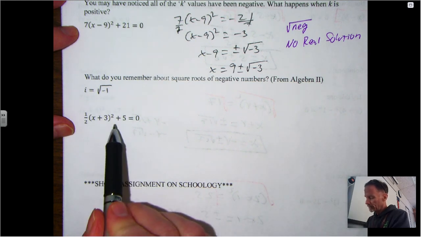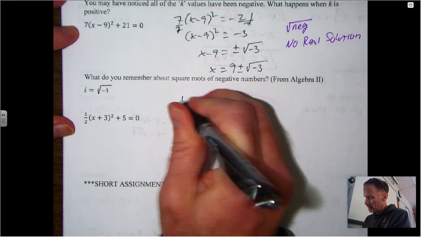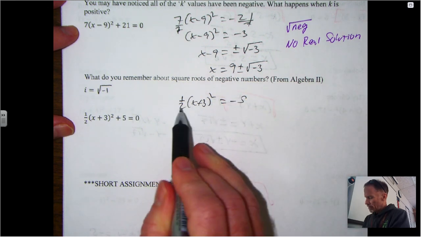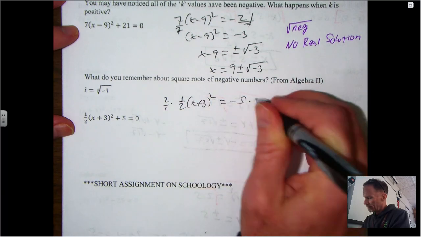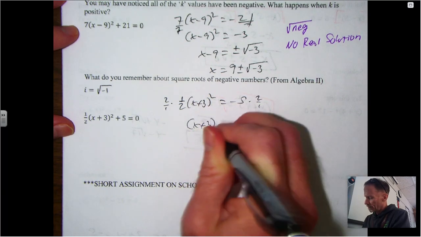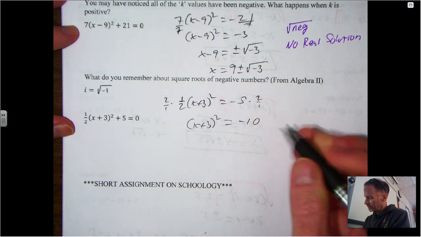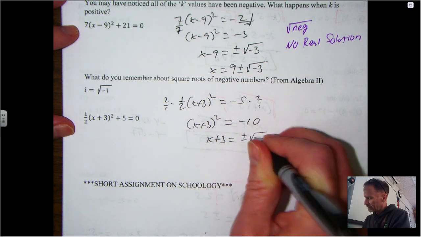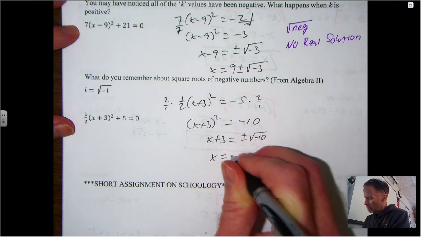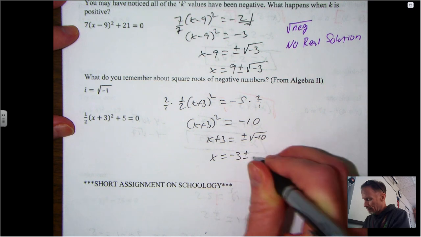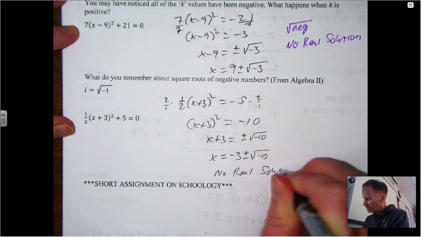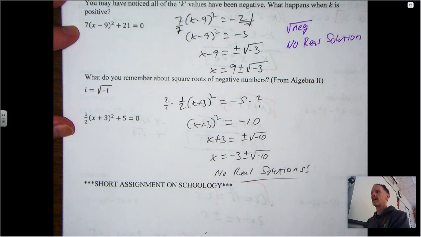So remember, isolate. Subtract 5 from both sides. How do you get rid of a fraction? Multiply by the reciprocal. So 2 over 1. That's equal to -10. Square root both sides. And then subtract 3. And again, for our purposes today, write the solution like that, do the work, show all those steps, but then you can just say no real solutions.